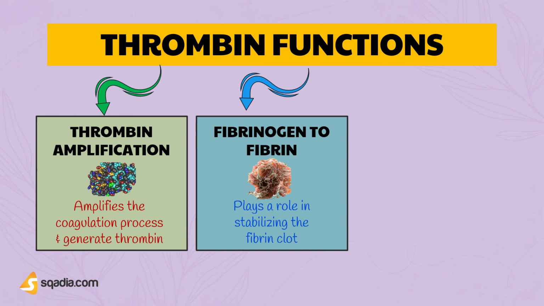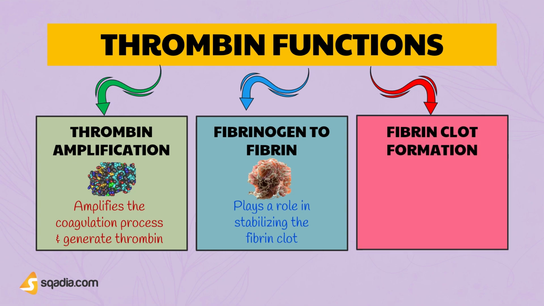Activation of factor 8. Thrombin also activates factor 8 or factor 8A, which plays a role in stabilizing the fibrin clot. Factor 8 strengthens the fibrin meshwork by cross-linking fibrin strands, resulting in a more stable blood clot.